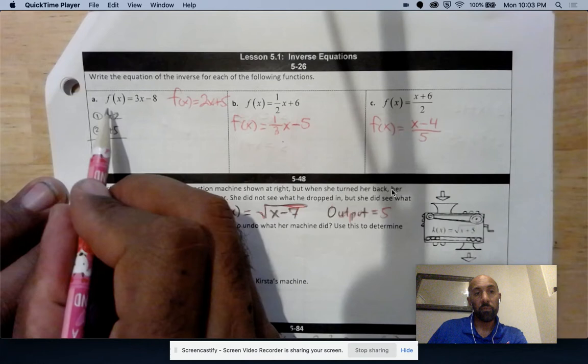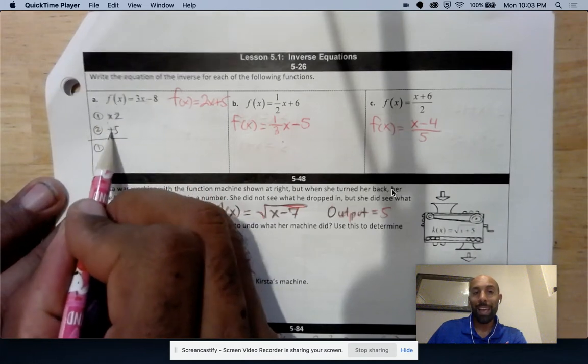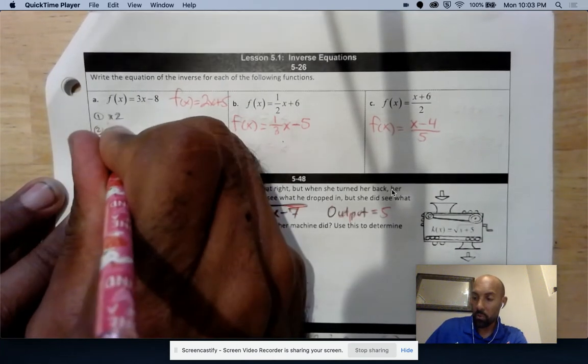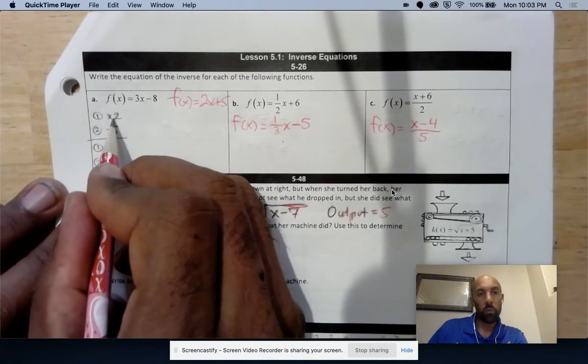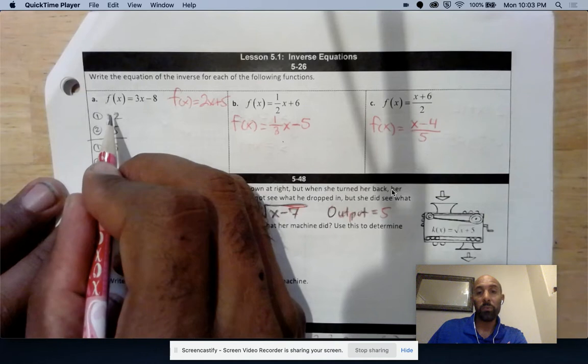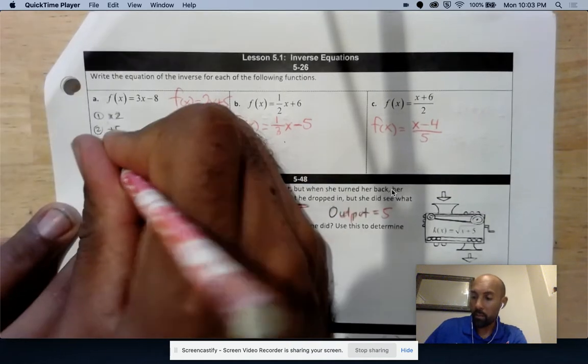So if I first start with the one on the bottom, and if I add 5, that means the first thing I do is I subtract 5. And then the next thing I do is the next one in order. If originally I multiplied 2, well, I do the opposite now. I divide by 2.